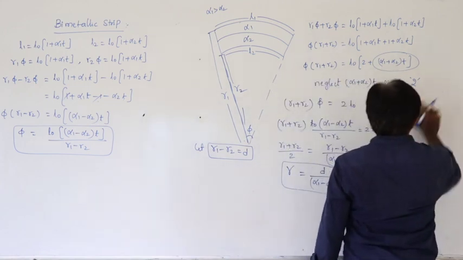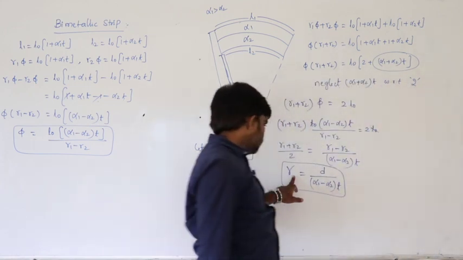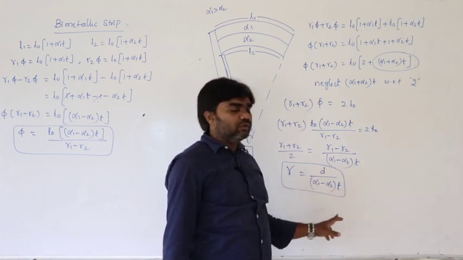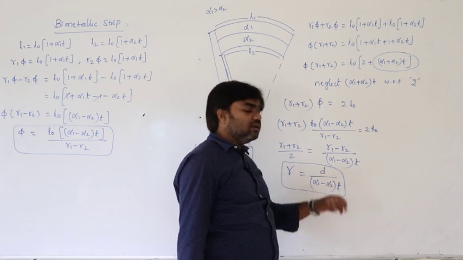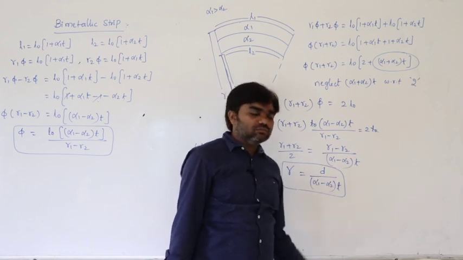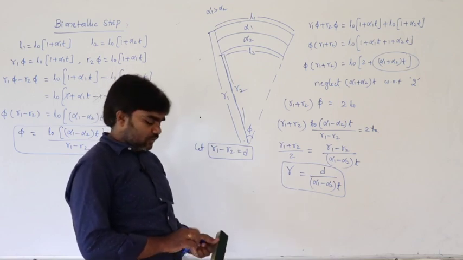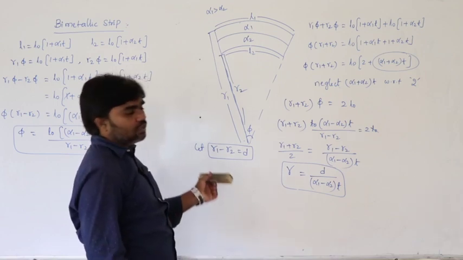So after doing this, finally we got R is equal to d by alpha 1 minus alpha 2 into T. R is equal to d by alpha 1 minus alpha 2 into T. So that is the bimetallic strip, and this is how to find the radius of the bimetallic strip.